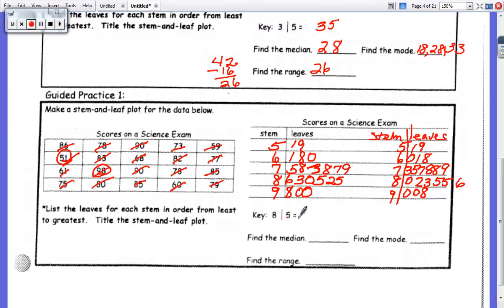Okay, our key, of course, is 85. So this is the stem and leaf plot. This is our preliminary. Okay, the key is 85.